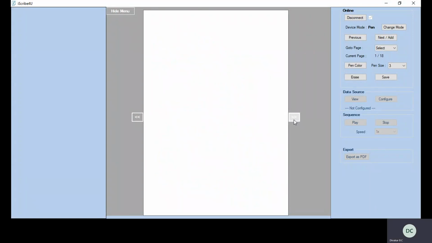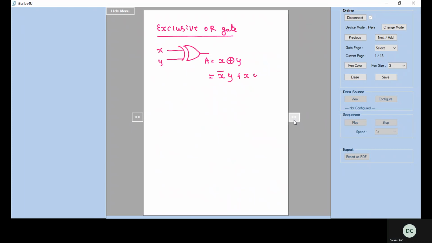Now next consider the exclusive OR gate. It is named exclusive OR gate because it excludes the output when both the inputs are same. This is x y, a equal to x XOR with y. That is, you can rewrite this as x bar y plus x y bar. So this is the expression for the exclusive OR gate.